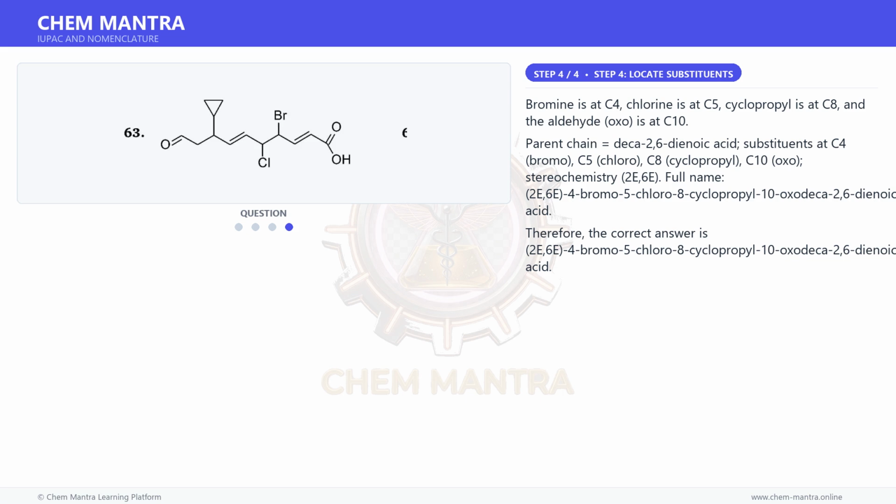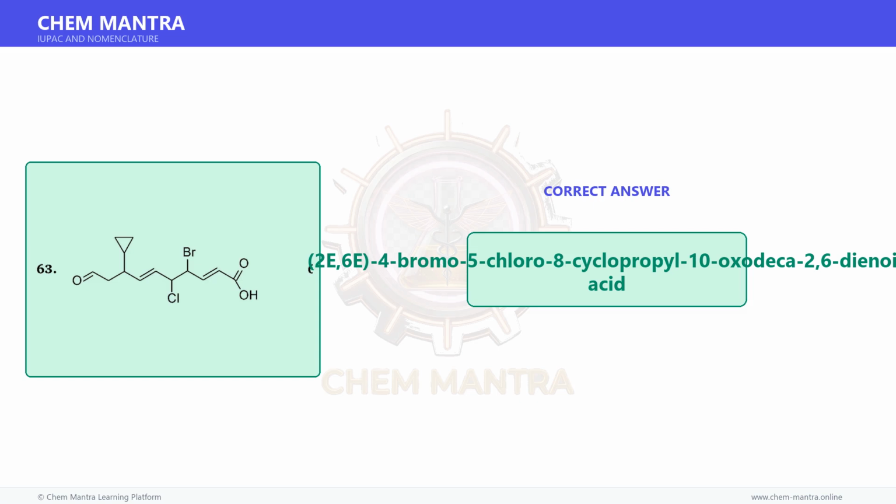Therefore, the correct answer is (2E,6E)-4-bromo-5-chloro-8-cyclopropyl-10-oxodeca-2,6-dienoic acid. The correct answer is shown on screen.